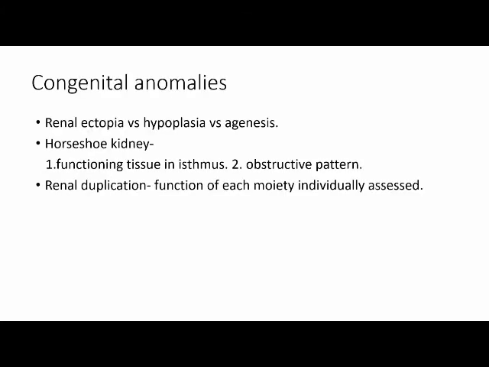Coming to the role of radionuclide imaging in congenital anomalies, especially it is useful when you are suspecting renal ectopia versus renal hypoplasia or renal agenesis, and also for the evaluation of horseshoe kidney. And it is helpful in evaluating the functioning tissue in the isthmus and also to assess whether there is an obstructive pattern from the horseshoe kidney. And it is also helpful in evaluating renal duplication. In that case, the function of each moiety can be individually assessed.